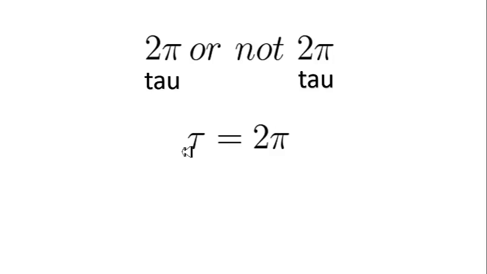But here's the problem I have with this. To tau or not to tau, that is the question. I think it would be a good idea. It would have been a good idea to do this 100 years ago. But now everyone is used to 2 pi. They know what 2 pi means.